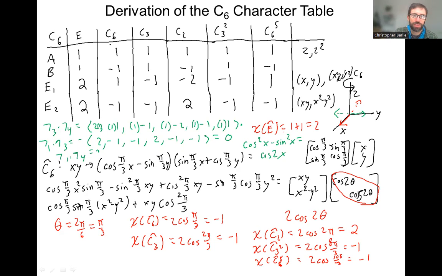So we're not done yet, right? Because as I remind you, we have 1, 2, 3, 4, 5, 6 classes, and we have 4 columns. So we have to break these E1 and E2 vectors up into imaginary components, right? And that is what we're going to work on in the next portion of this video.